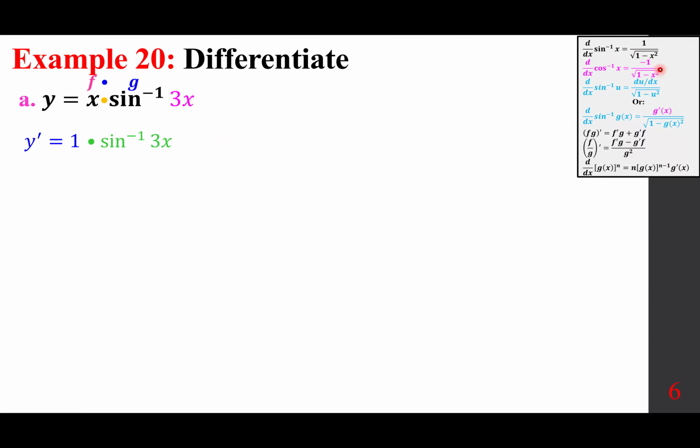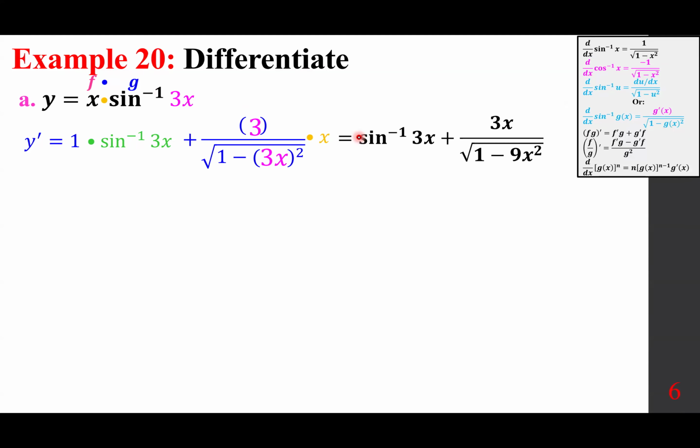And so what about sine inverse of a function? If it's g of x, you put g prime here, and you raise the g of x to the second power. In other words, let's write it in this fashion. Okay. Over here, remember the function is 3x. So you put the 3 here, and the function g of x goes in here. And by the product rule, times f, which is x. And you just rewrite it. The final answer is sine inverse of 3x plus 3x over square root of 1 minus 9x squared.